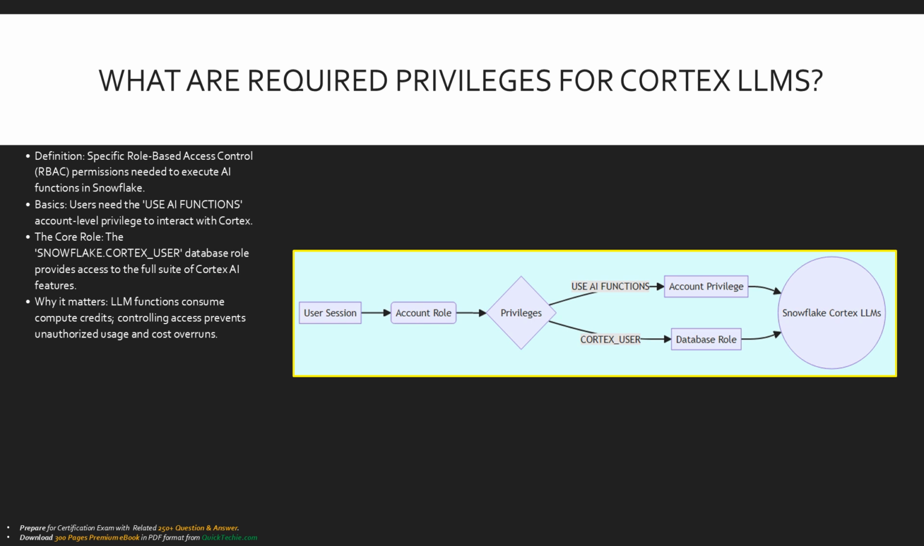Why is this so crucial? Well, LLMs consume tokens, and tokens translate to compute costs. If you don't control who can run these functions, you can't control your AI spending or your data governance. This is your first line of defense.